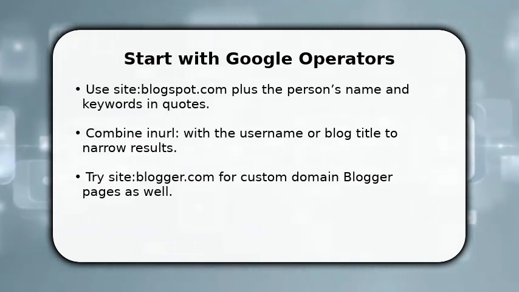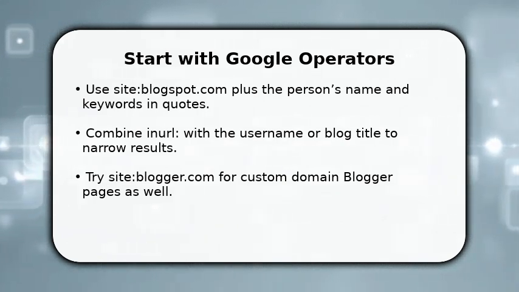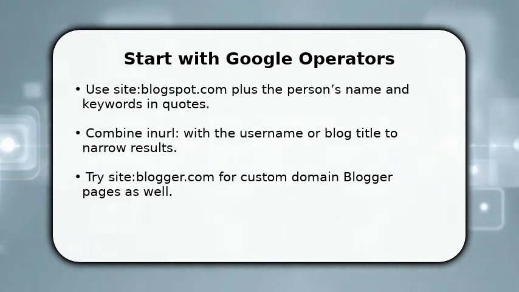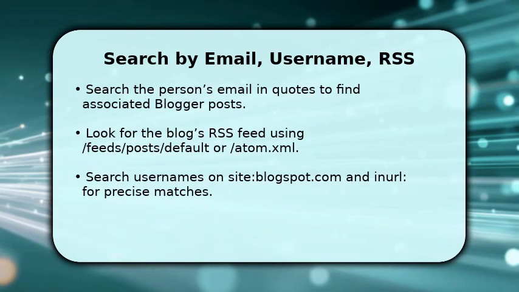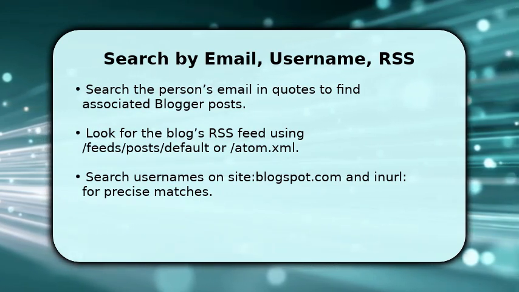Also try site:blogger.com for Blogger pages that use custom domains. Example search: site:blogspot.com Jane Doe photography to find relevant author pages and posts. If Google returns too many results, search the person's email in quotes to reveal linked posts.